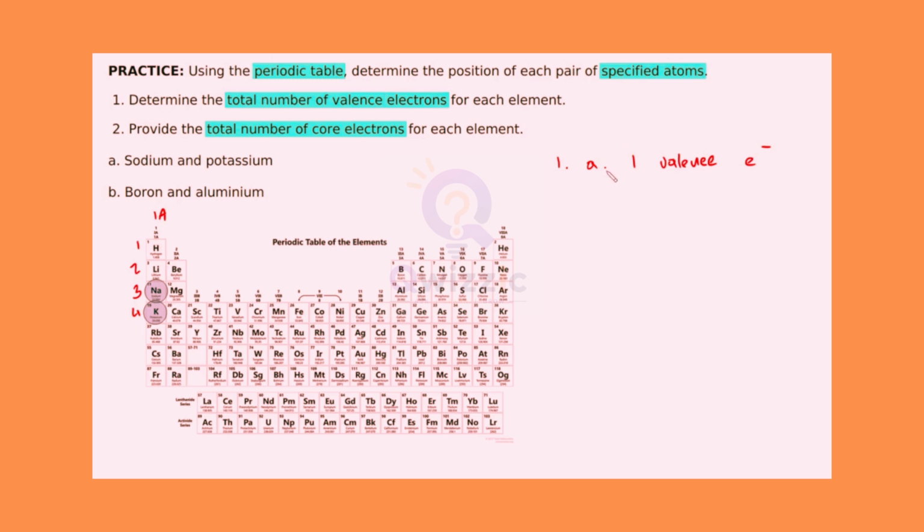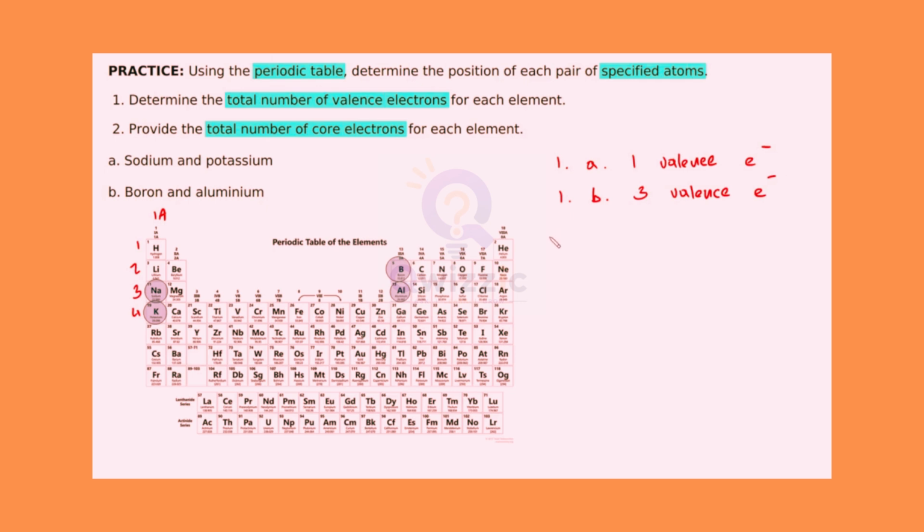Now we are going to look at 1B, and we are going to determine the number of valence electrons of boron and aluminum. Let's find them. Here's boron in group 3A, and here's aluminum in group 3A. So basically, because they belong to group 3A, they must have 3 valence electrons each.